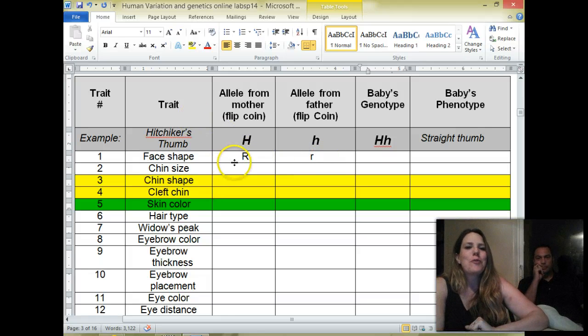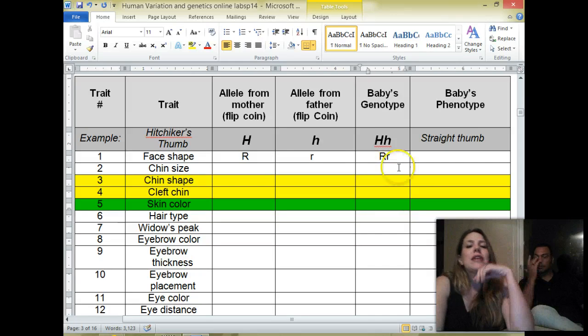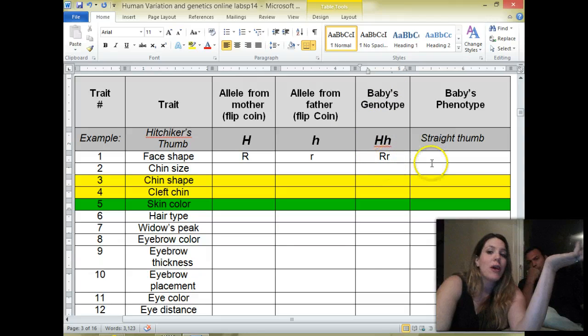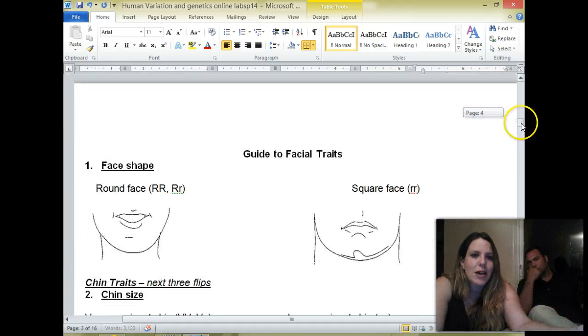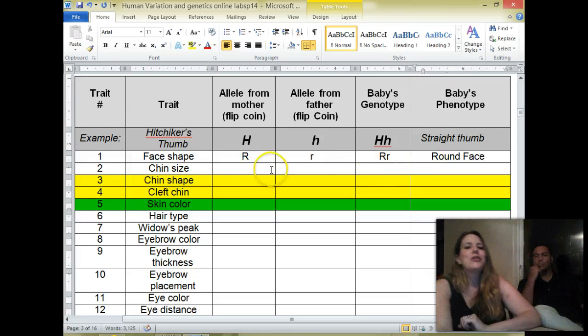So when the mom's allele combines with the dad's allele at fertilization, this baby ends up with a full diploid genotype, so it'll be big R, little r. So that's the baby's genotype, in other words, the alleles it inherited from the mother and the father. The phenotype is the expression of the genotype. So in this case, if you need to, you can scroll back down to the guide and recall that big R, little r gives us a round face. So scrolling back up, this baby has a round face. And that's how you do that first trait.